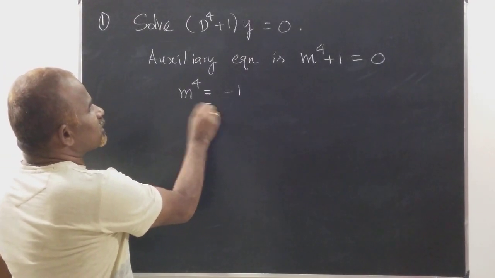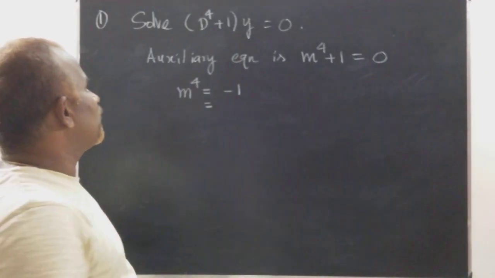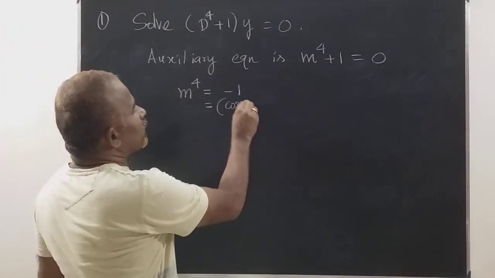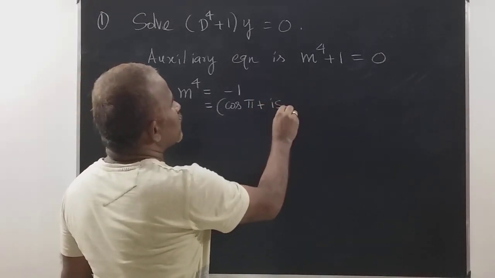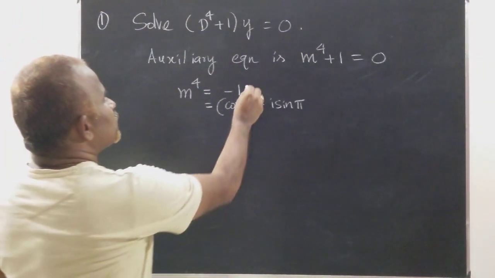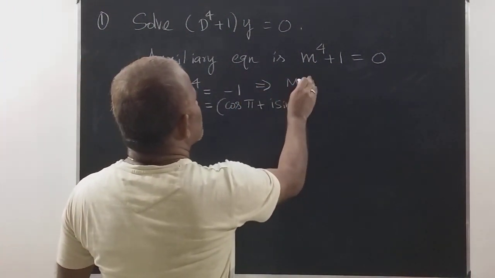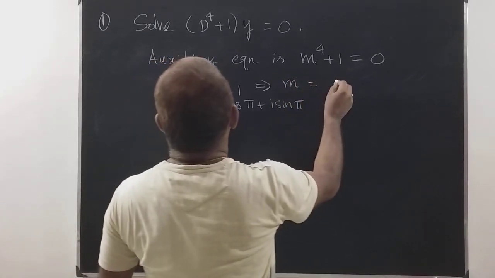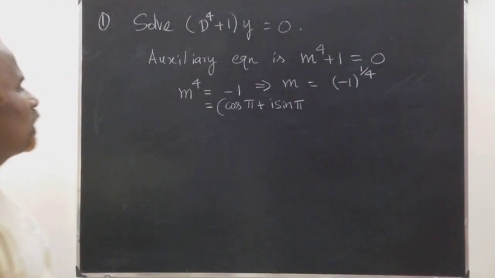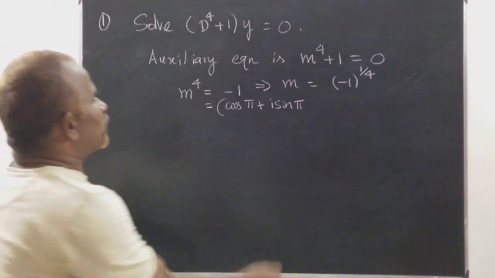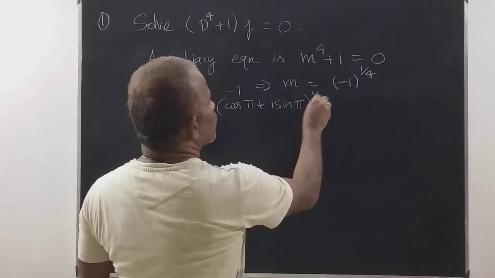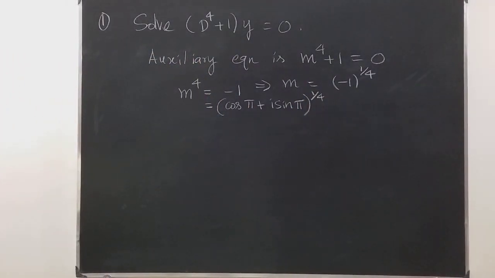Minus 1 can be written, very careful, as cos pi plus i sin pi. So m = (-1)^(1/4), which is equal to (cos pi + i sin pi)^(1/4). Cos pi is minus 1, sin pi is 0, again the whole power 1 by 4.